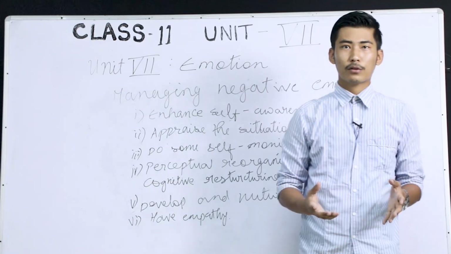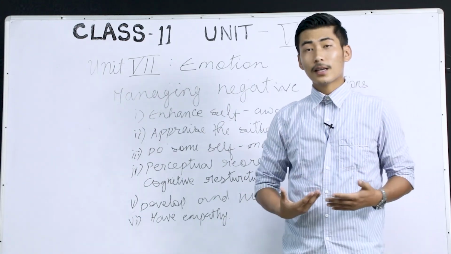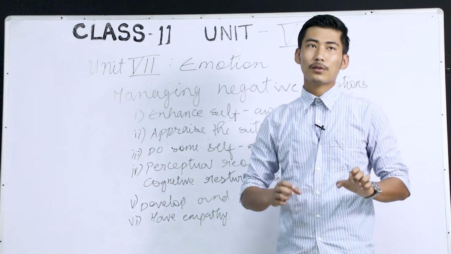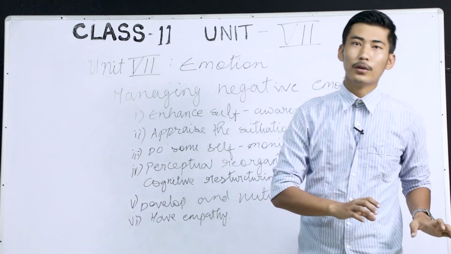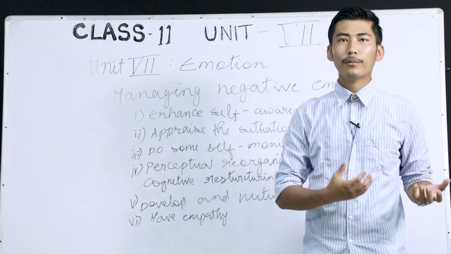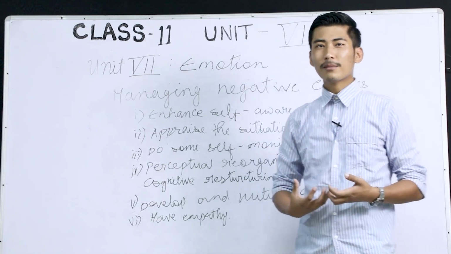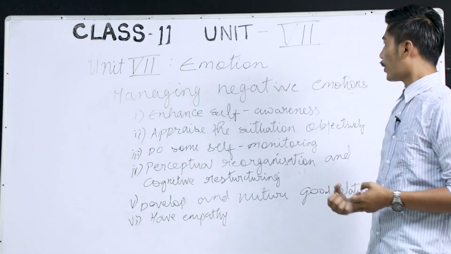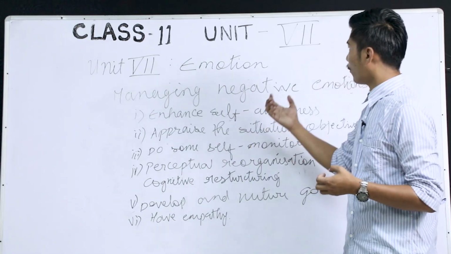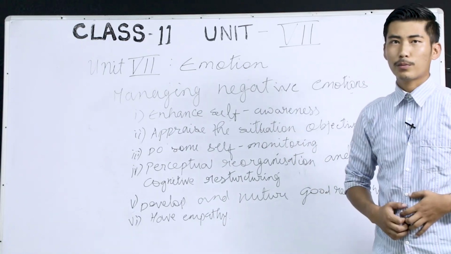For an example, many of the students go through exams, and sometimes they think that they are working hard, but at the same time, the time and effort that they have put in getting good marks may not be as expected. So sometimes they get sad. So one of the techniques of managing that sadness is basically to appraise the situation objectively.